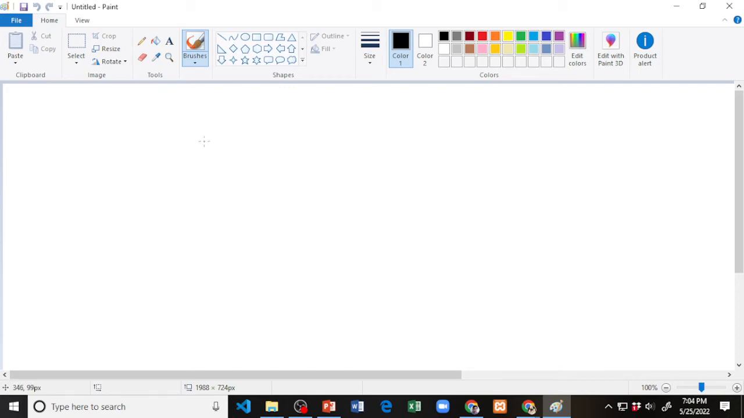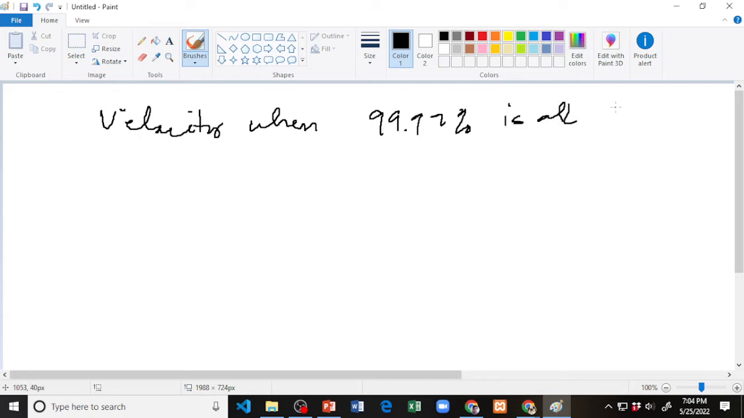All right. Part B. So that's calculate for the velocity when 99.99% of its energy is all kinetic. All right. So meaning to say our object now is falling.